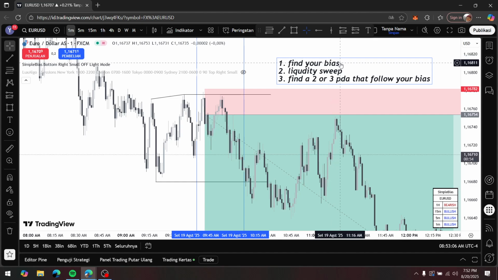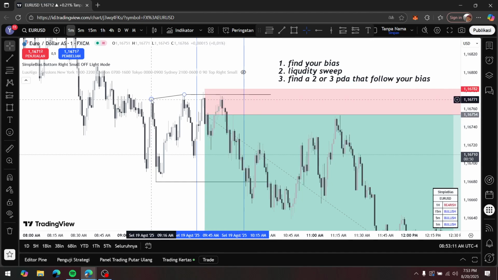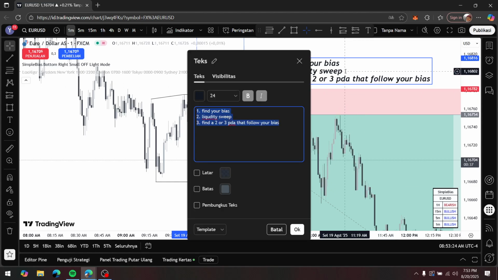Okay, the first one is find your bias. I've already got my bias. My bias is bearish, and then we can check in here. It's a liquidity sweep, and in here again, liquidity sweep in here to here. Sorry guys.